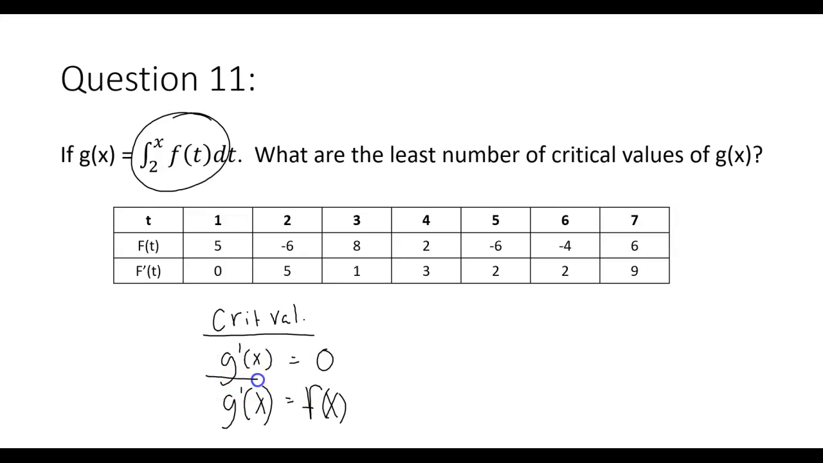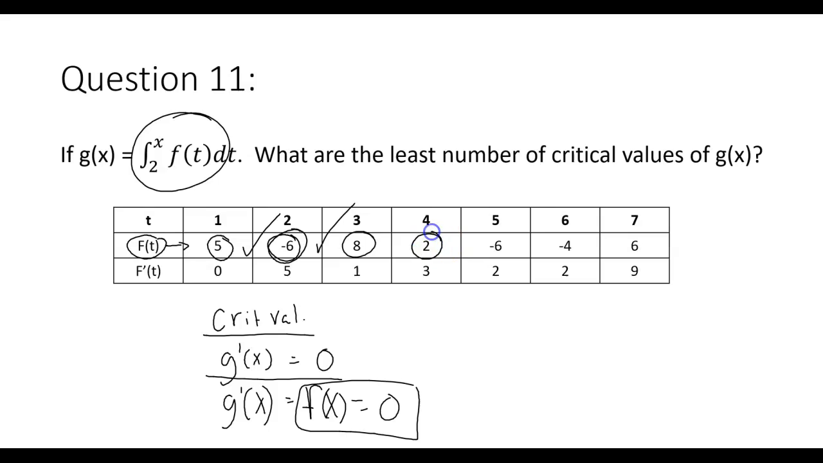Okay, so if I want to find where g prime equals 0, that means I need to find where f equals 0. Now, if you're looking at f here, you'll see that there's nowhere where f seems to equal 0, but that doesn't mean f doesn't equal 0. It just means they don't have that one in the table. You could tell when f is equal to 0 by using the intermediate value theorem. If I go from 5 to negative 6, would I have to cross 0 at some point? Yes, I would. And if I'm going from negative 6 to 8, would I have to cross 0? Yes, I would. And if I'm going from 8 to 2, would I have to cross 0? No, I would not.